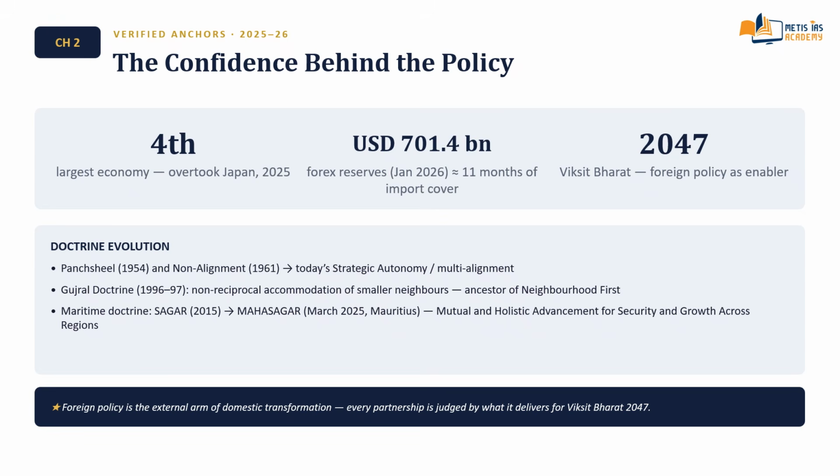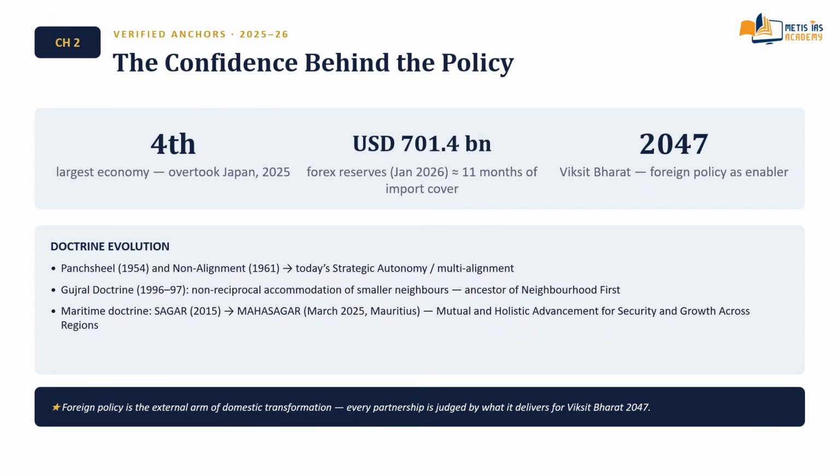So now let us briefly examine how UPSC frames questions. UPSC rarely asks, explain the Quad, etc. Instead of that, it asks like this: discuss the significance of the Indo-Pacific for India's strategic interests. It rarely asks, describe BRICS. Instead of that, it asks like this: evaluate the role of emerging multilateral institutions in promoting a multipolar world order.